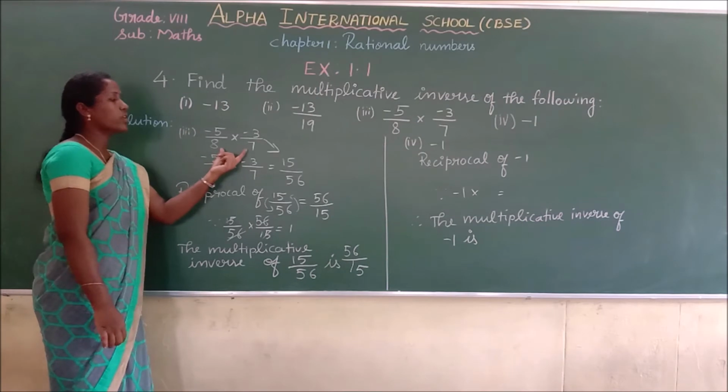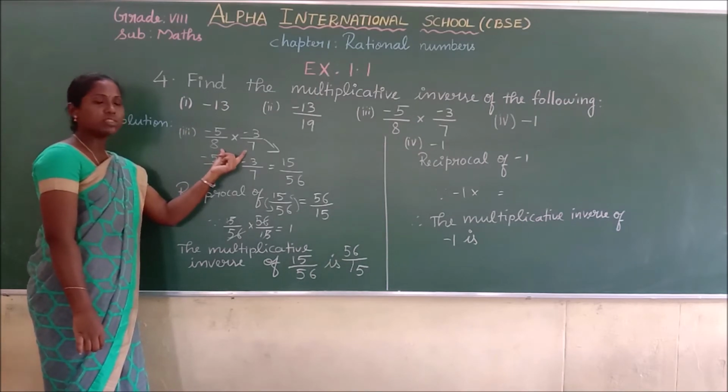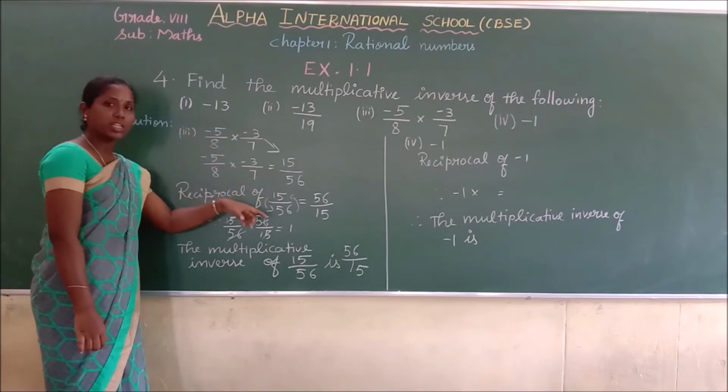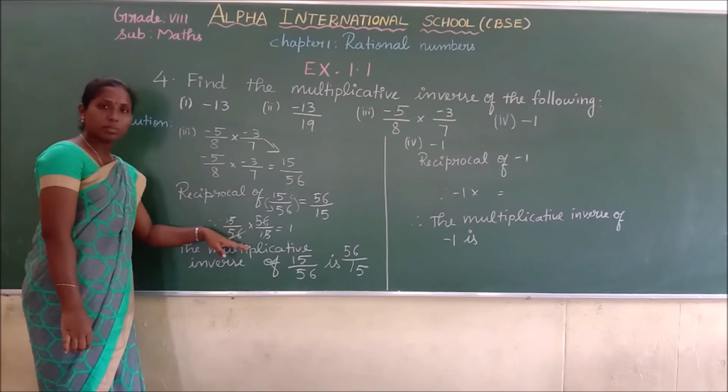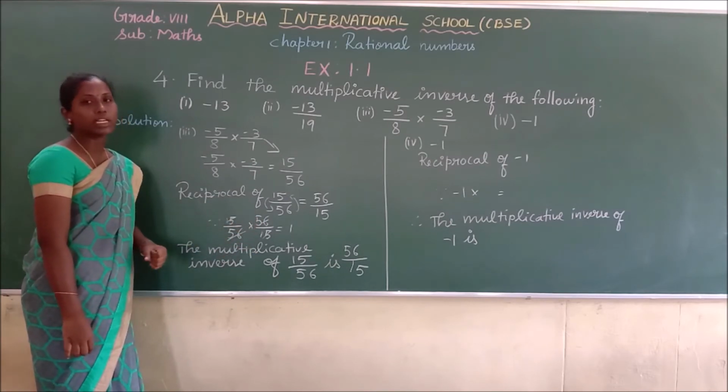Isn't it? So if it is combined under any operation means, first you have to find the result, then you have to take the reciprocal and check whether it is a multiplicative inverse and write the multiplicative inverse.